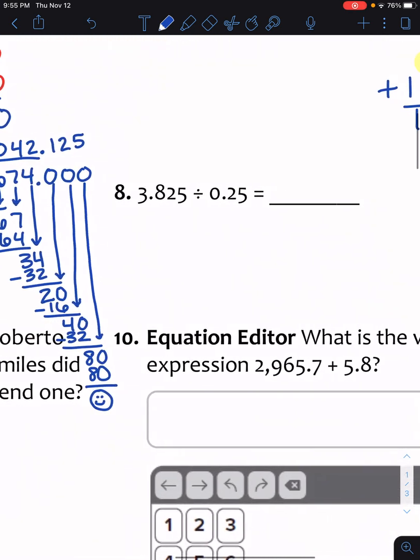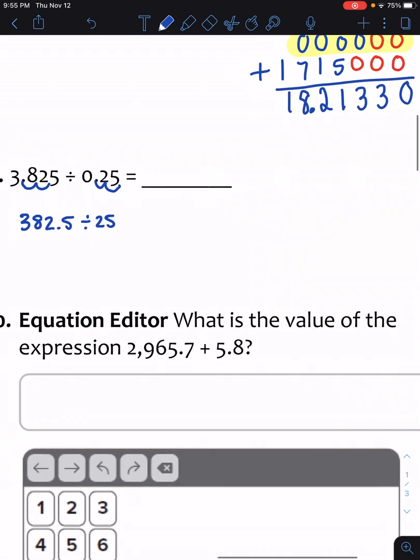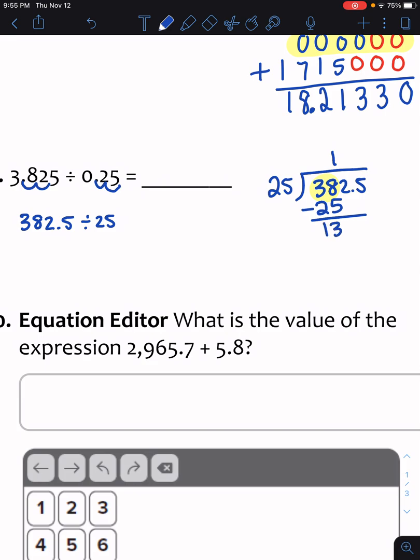Next one over here, I'm going to move the decimal place twice to make it 25, so I'm going to move it twice to make it 382.5 divided by 25. So I've got 25 on the outside and 382.5 on the inside. 25 goes into 38 one time. 38 minus 25 is 13, and I'm going to bring down the 2. 25 goes into 132 5 times, so that's 125.